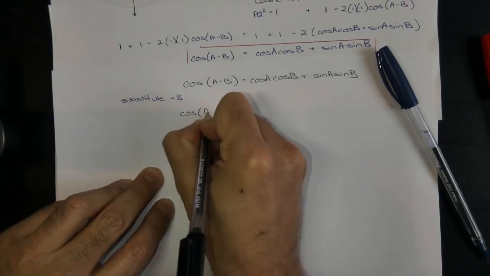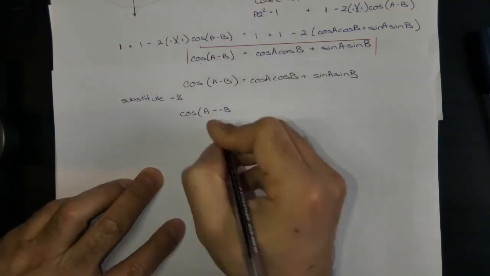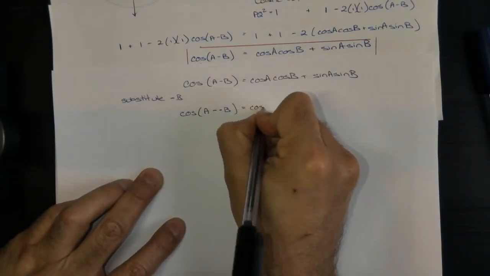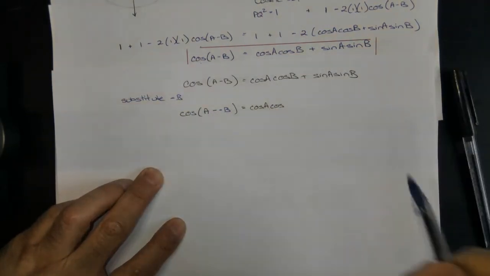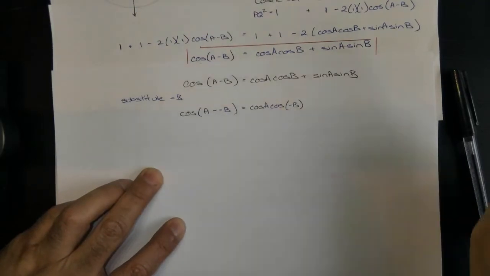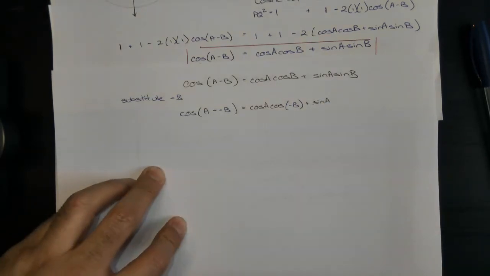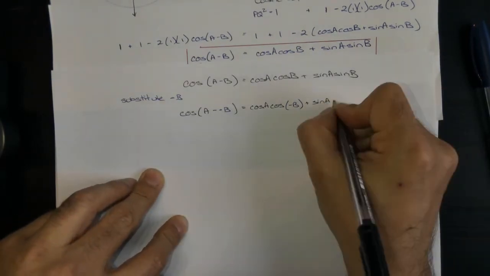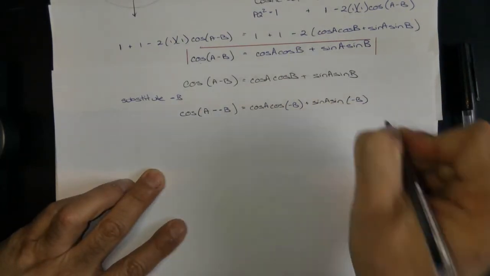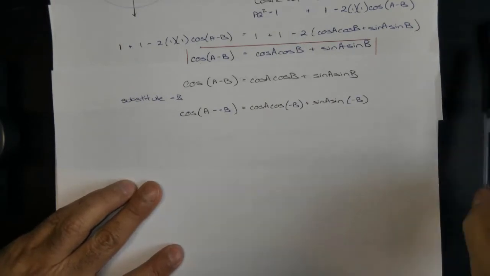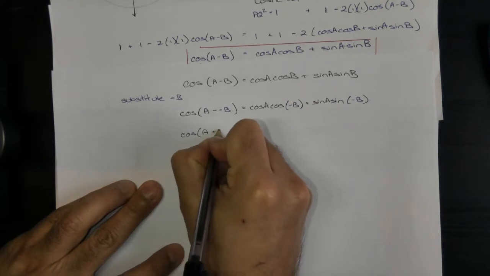Okay, so we get cos A minus minus B equals cos A cos negative B plus sine A sine negative B. Okay, so two negatives become a positive, so we get cos A plus B, which is what we wanted to do.